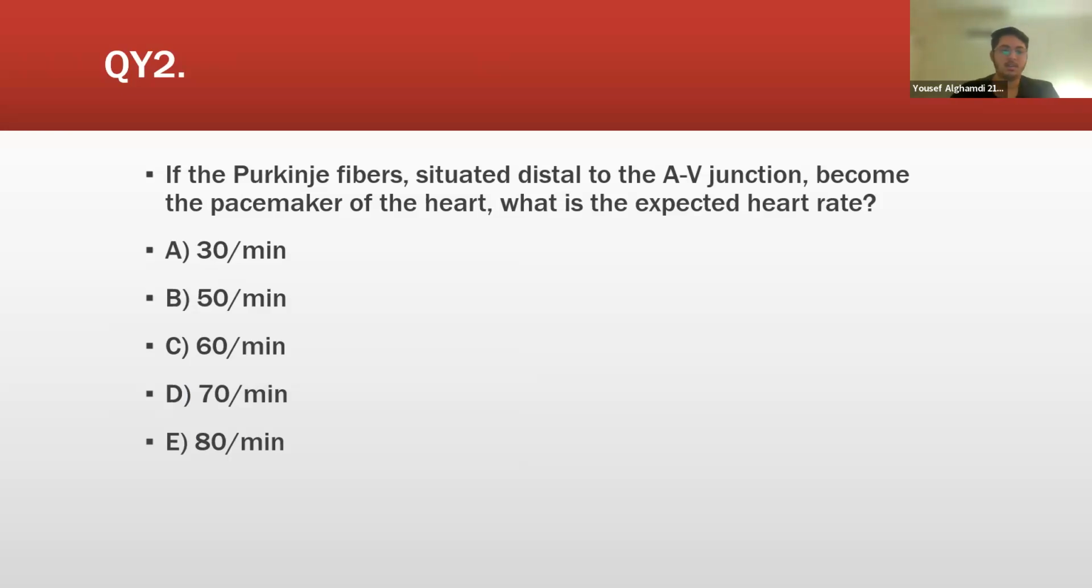So anytime the pacemaker of the heart changes, the specific part that becomes the pacemaker has a usual specific heart rate. It can become higher than normal for that pacemaker and can become lower than normal for that pacemaker as well. But on average, if the Purkinje fibers are the pacemaker of the heart, then it's between 15 and 40. So 30 here. Okay.